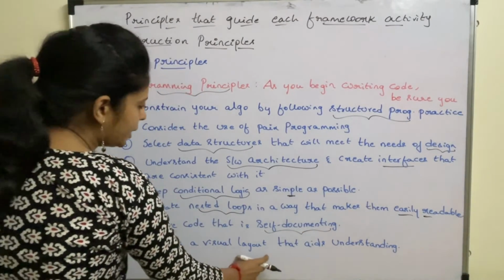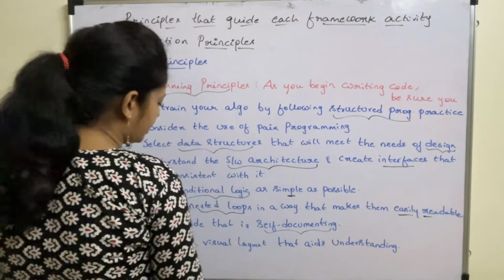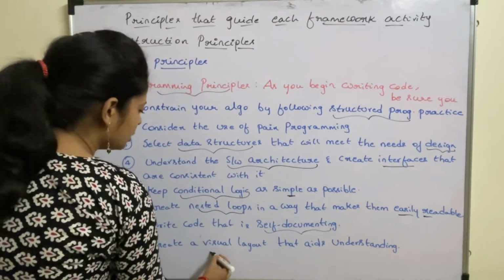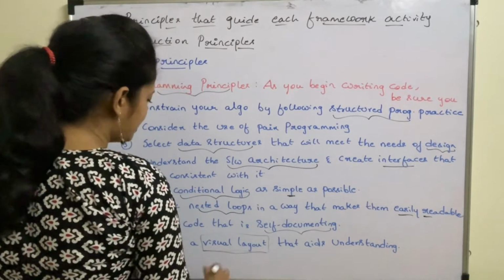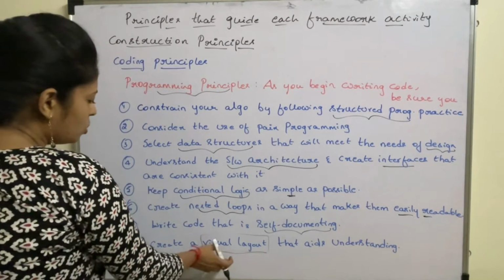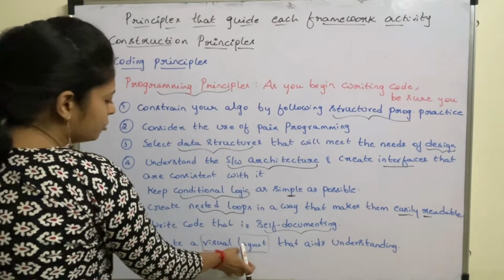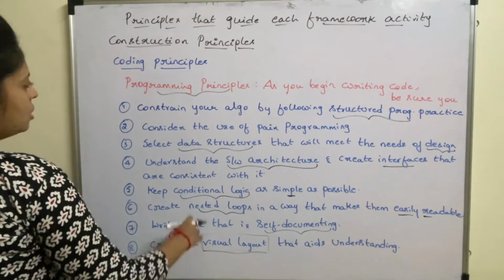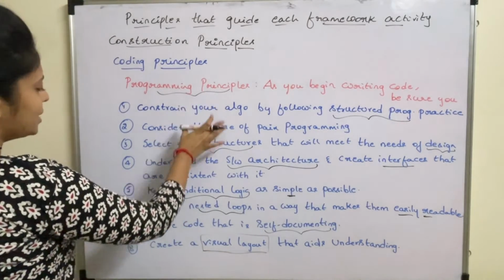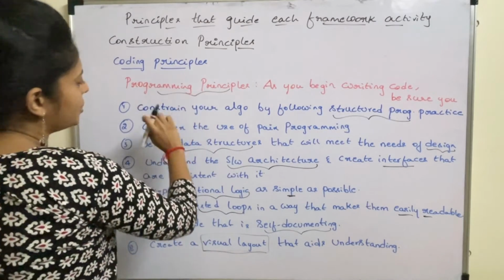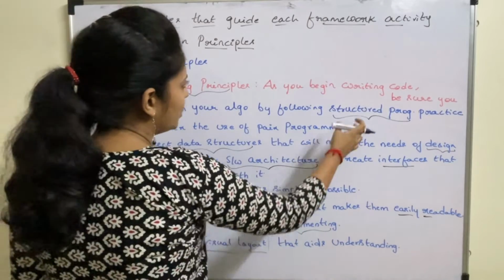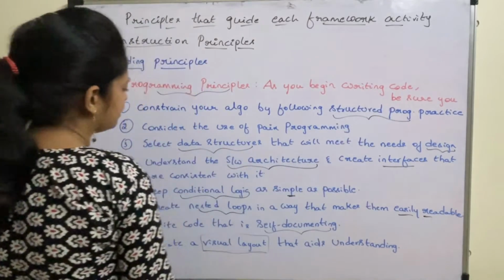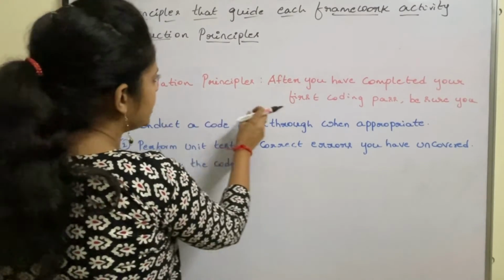Create a visual layout that aids understanding. This layout is used to provide better understanding, so it is better to create the visual layout. So these are various programming principles that should be considered when you begin writing the code. Next we have validation principles.